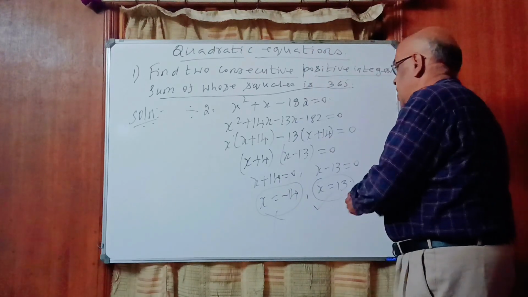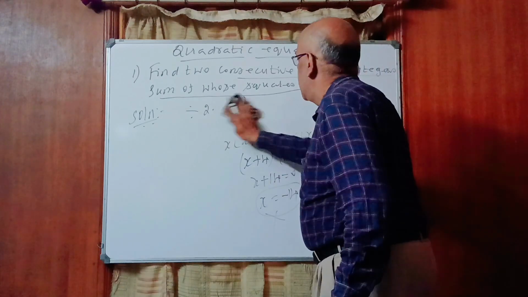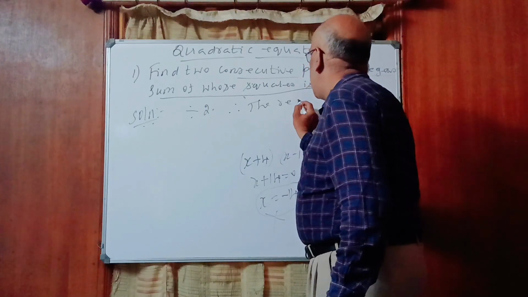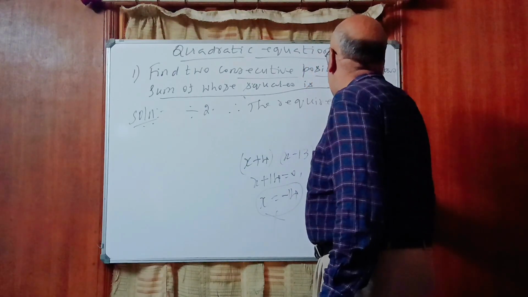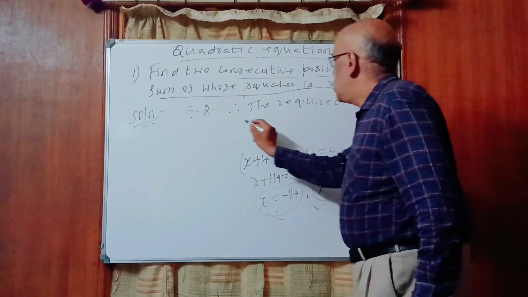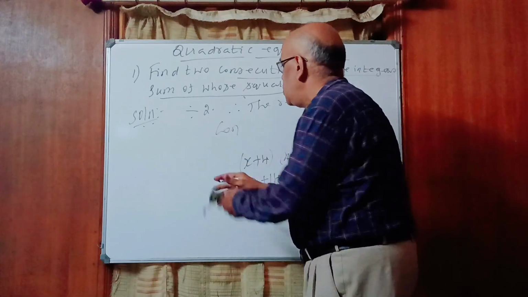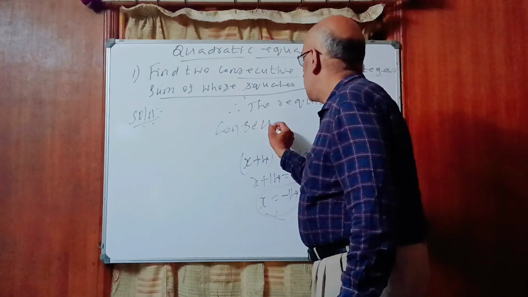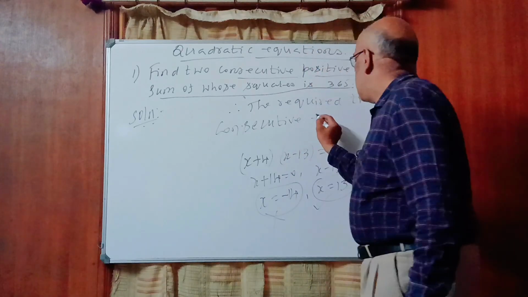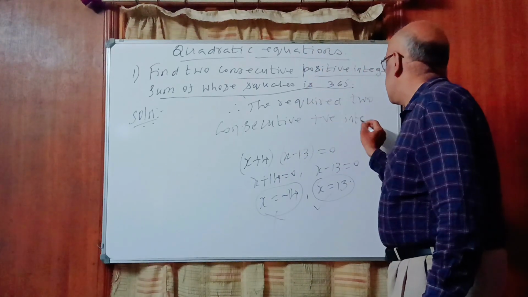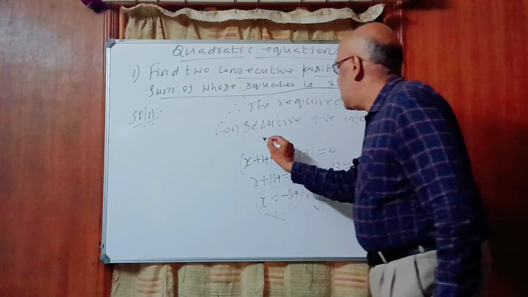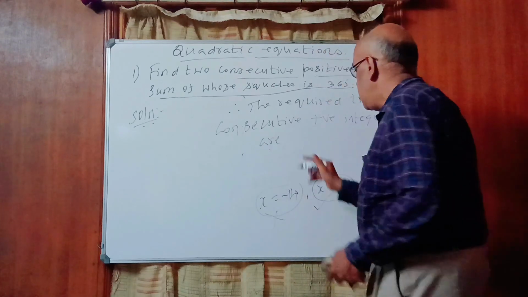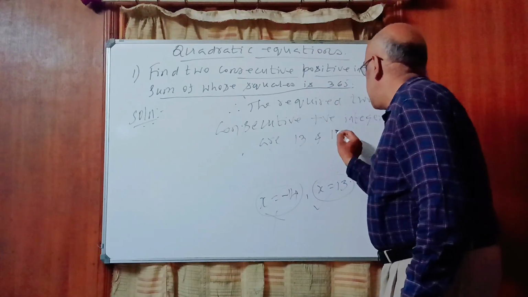again, I will arrange this, children. First line. Therefore, the required two consecutive positive integers are what, children? So 14 is ruled out, 13 and 14.